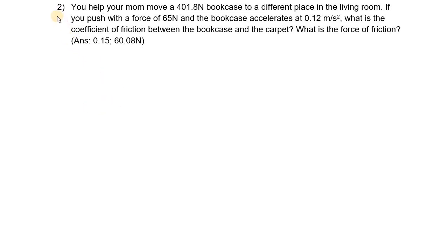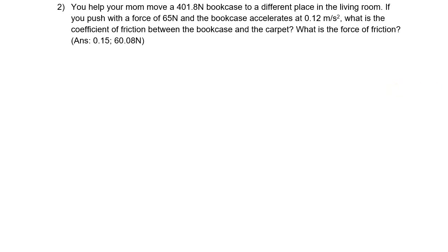Problem number 2, page 4. You help your mom move a 401.8 Newton bookcase to a different place in the living room. If you push with a force of 65 newtons and the bookcase accelerates at 0.12 meters per second squared, what is the coefficient of friction between the bookcase and the carpet? What is the force of friction? And these are the two answers.